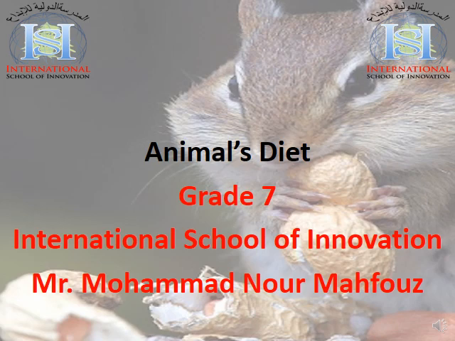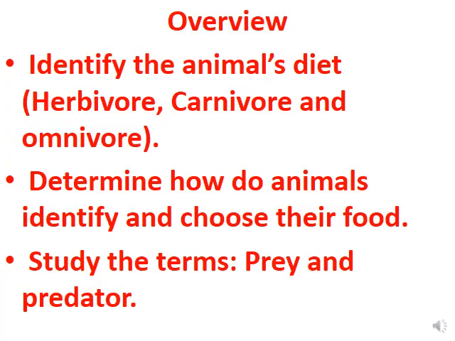So in this chapter we're going to talk about the animal's diet. Let's have an overview about our new chapter about the animal's diet. In this chapter you will identify the animal's diet. We have three types: herbivore, carnivore, and omnivore. And also we will distinguish the difference between the herbivore, carnivore, and the omnivore.